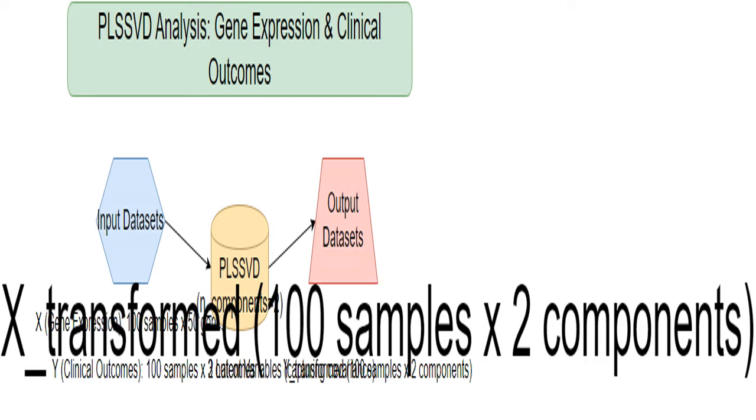PLSSVD gives me back 2 new, latent variables. These aren't things I can directly observe like gene expression or clinical outcome. Instead, they represent the hidden patterns or relationships between X and Y. These 2 latent variables capture the covariance, essentially, how much the genes and clinical outcomes change together. Think of it like this. I am trying to distill the essence of the relationship into 2 key features.